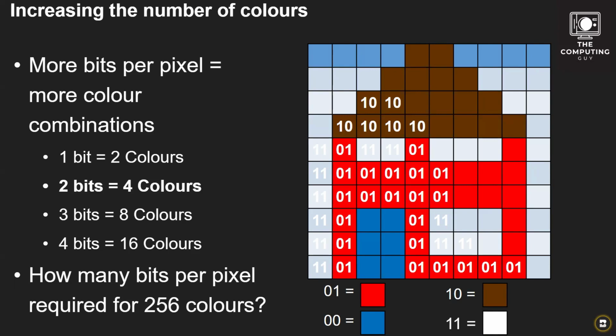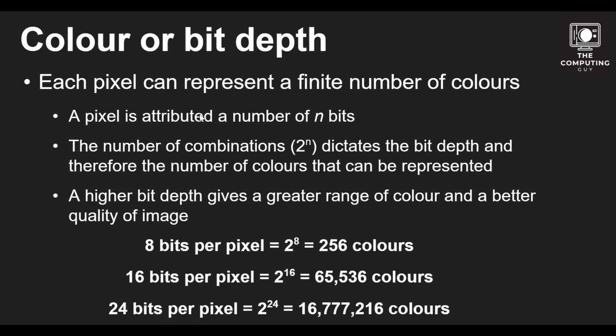So here we've got 2 bits, and with 2 bits we get a possible combination of 0 0, 0 1, 1 0, and 1 1. So 4 different colors we can use. Now, the more bits we have, the more possibilities we have for different colors that we can represent. So 3 bits will give us 8 possible colors we can use, and so on and so forth. Now, this moves us on to the next part, which is bit depth or color.